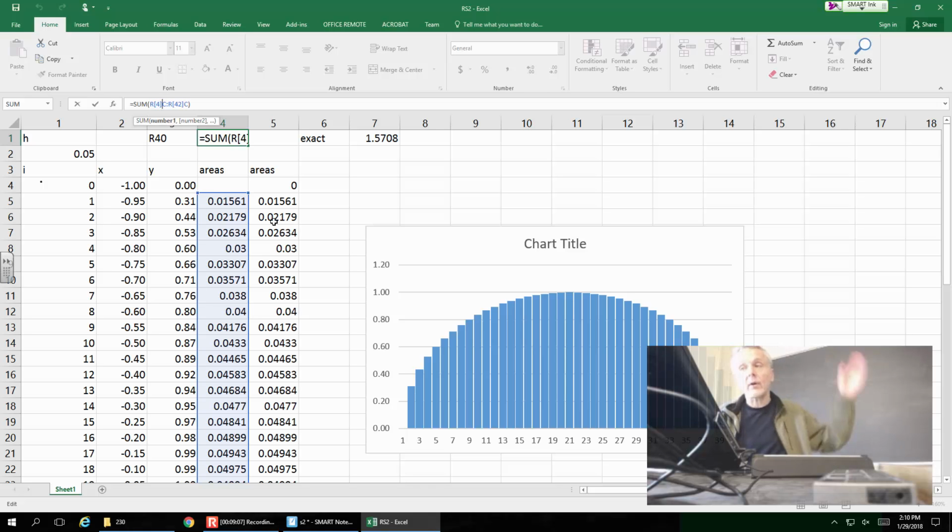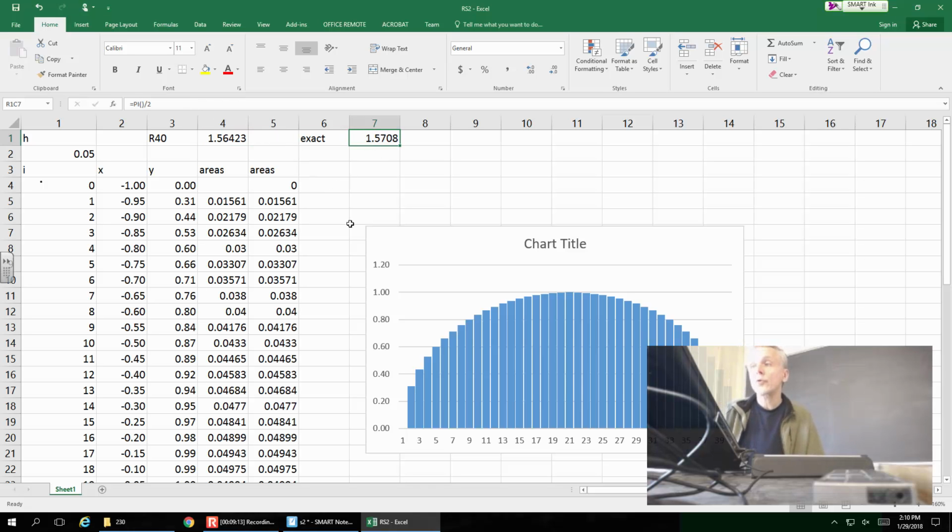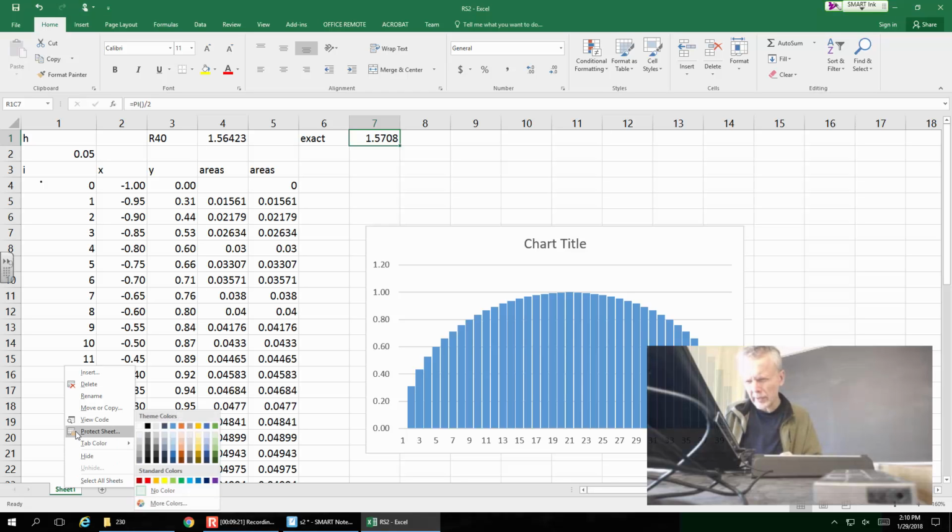Okay, and this is the end. You see, it highlighted the whole column, and the end result, as you can see, is 1.56423, which is close to the exact value. The exact value on the right is pi over 2. So that's what we did, and that's based entirely on calculus 1. So let's take it one step further.